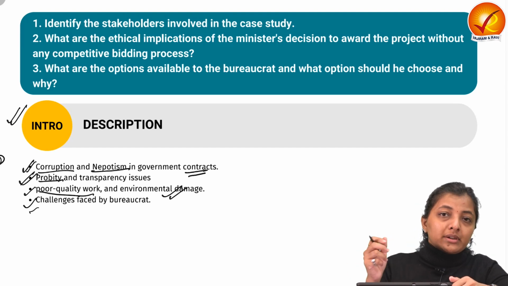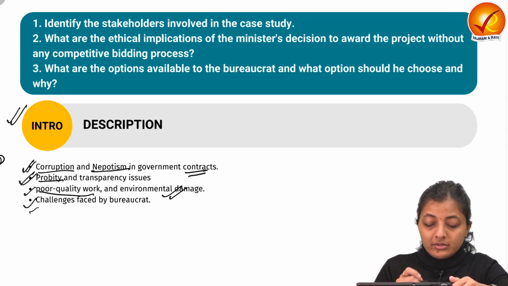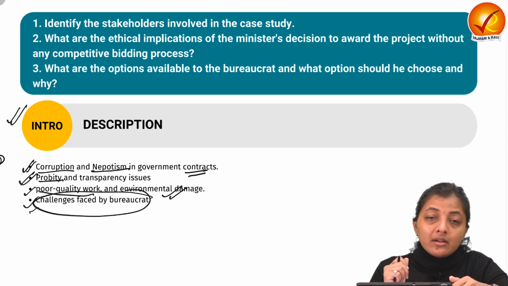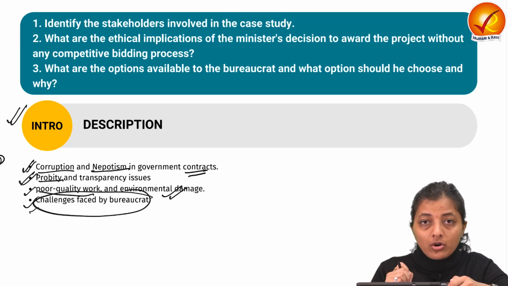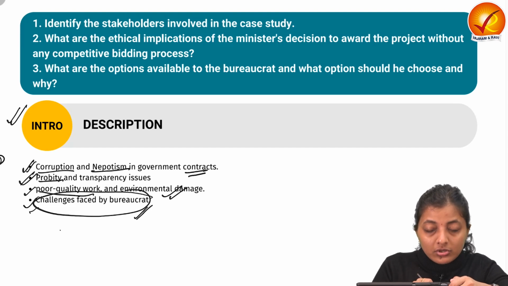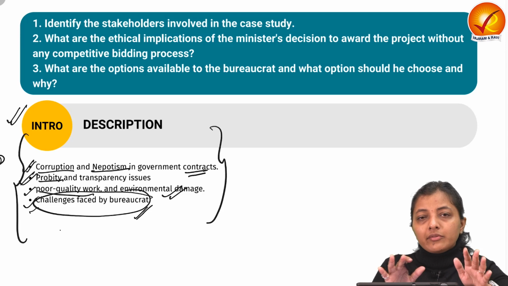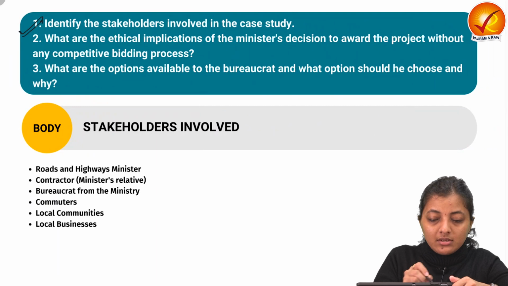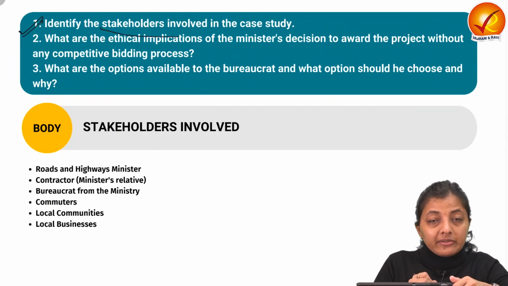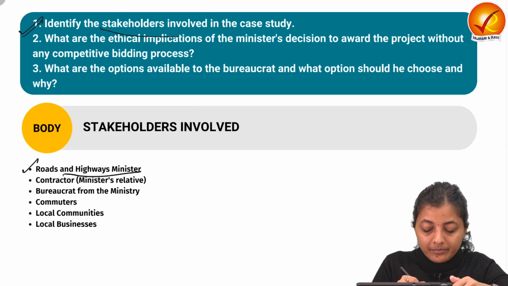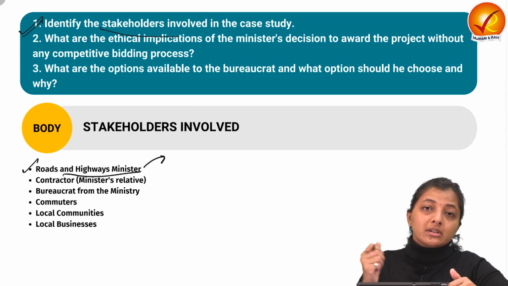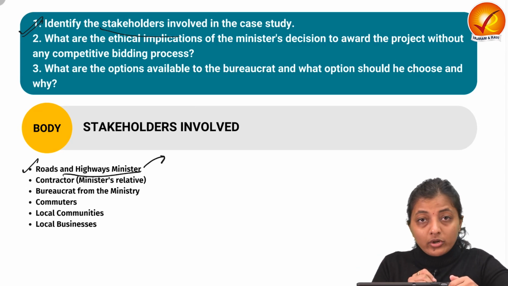Then in the last line you can write about the challenges or the ethical issues which the bureaucrat has to face, because if he reports, he has to face some threats from the minister as well as the contractor, or maybe he will lose his job. So these are some ethical issues also. So you can write just an overview or brief in the introduction. Then next, the first question is about the stakeholders involved. So the very first stakeholder is the road and highway minister, who is bypassing the bidding process for the contractor and doing the corrupt practices in awarding the contract.